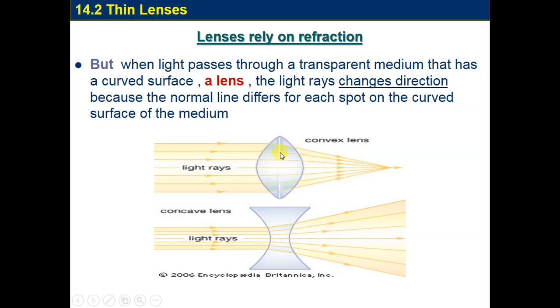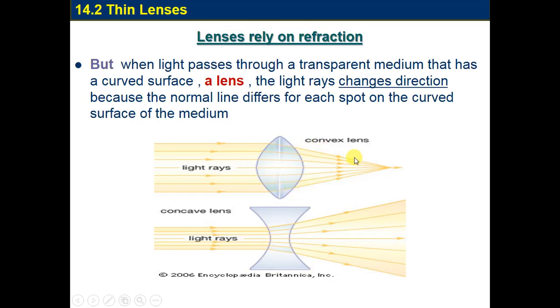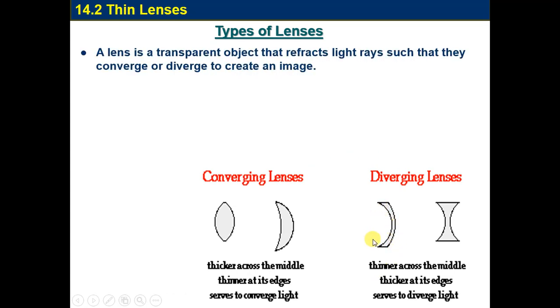So we are talking about lenses. We have two types of lenses. As you can see here, we have converging lenses and diverging lenses. Converging lenses are thicker across the middle and thinner at the edges. We use them in order to converge the light, to make it bend inward. But diverging lenses are thinner across the middle and thicker at the edges.